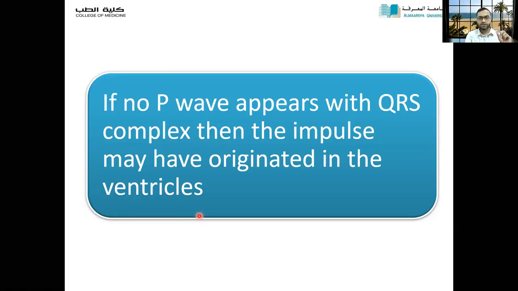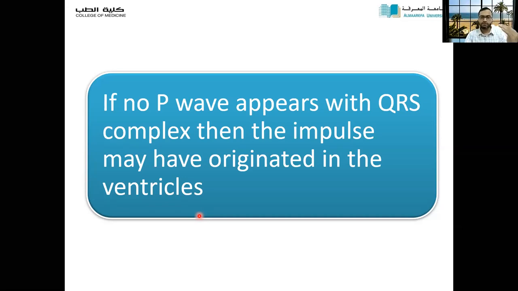If the shape of the QRS complex is narrow, that is what I had described to you, 0.04 to 0.1 second, narrow and just like a spike, then beats are originating somewhere in the atrium. If the P wave is absent, but the QRS is narrow, it means beats are originating above the ventricle, either in the AV junction or in the atrium.